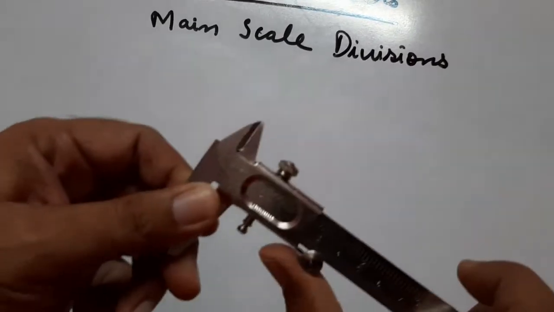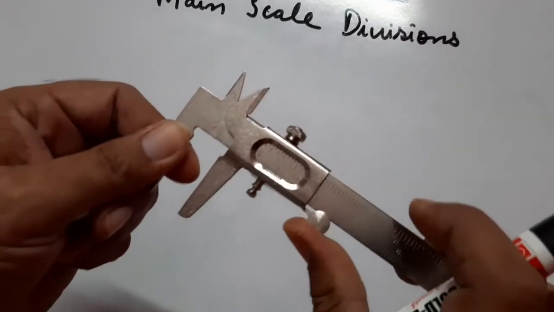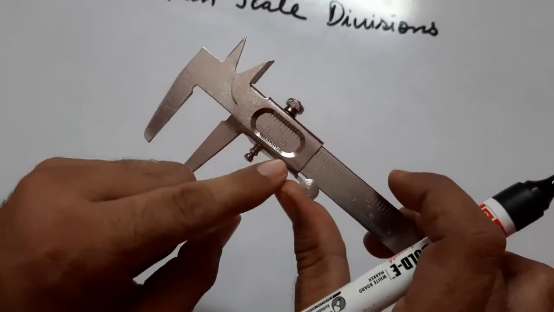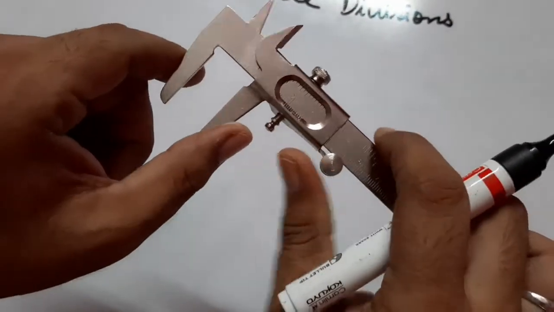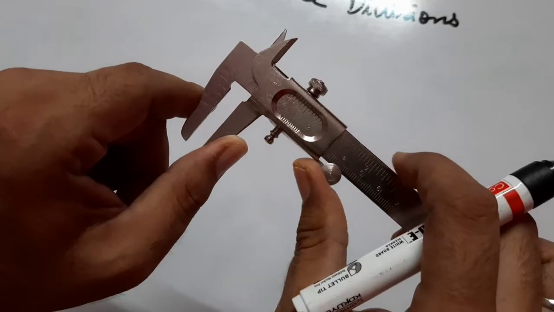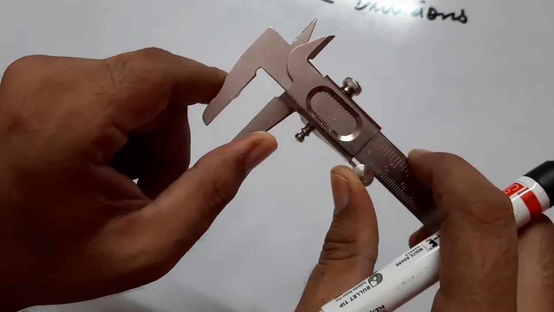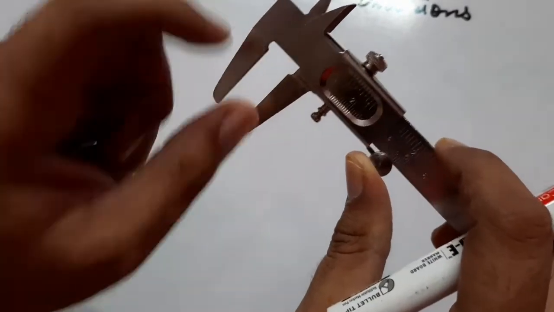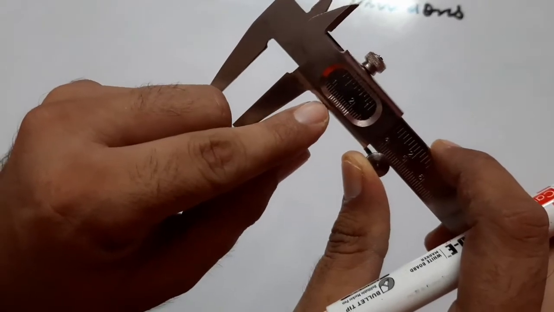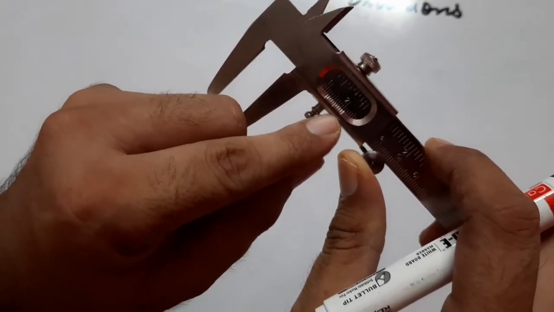Now the second part of the vernier caliper is this scale. This is a movable scale that moves over this main scale. This is called the vernier scale. You can just see the divisions on this too. These are called the vernier scale divisions.